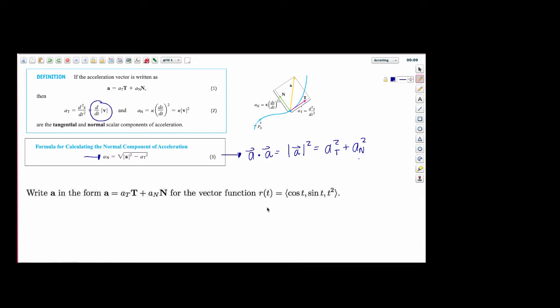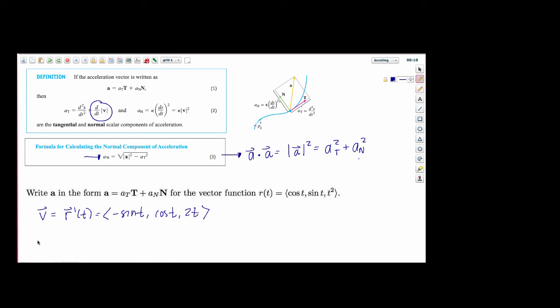Here I've given you the vector function r of t as cosine t, sine t, t squared. And again, we want to be able to write our acceleration vector as some number times the unit tangent vector plus some number or scalar times the unit normal vector. So the first thing we're going to do, let's go ahead and find our velocity and our acceleration vectors. So velocity is just the derivative of position. So taking the derivative, we get negative sine t, cosine t, and 2t.